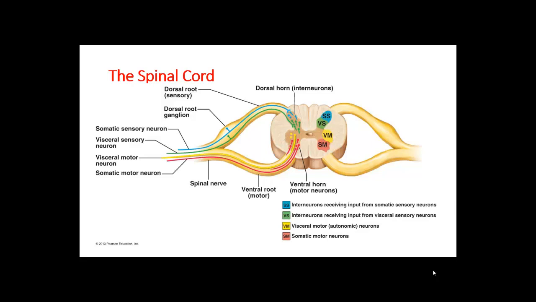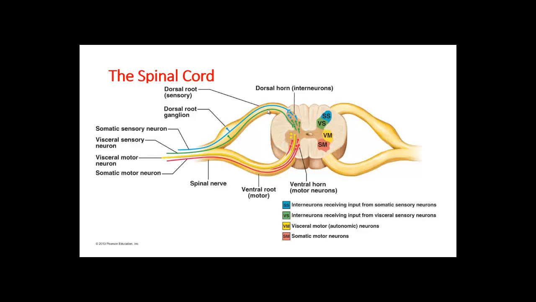Alright, we continue our discussion of the central nervous system with the other major organ of the central nervous system, and that is the spinal cord. If we look at the spinal cord, it is made up of white and gray matter, like we talked about in the beginning of this set of notes. And information comes to and from the spinal cord via two pathways.